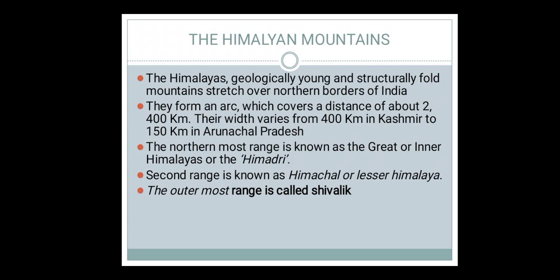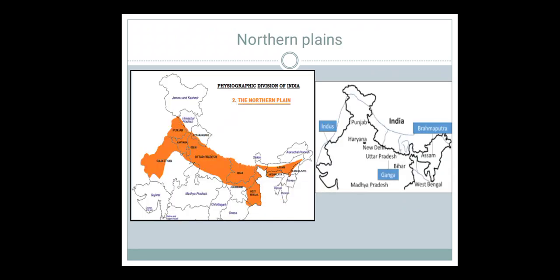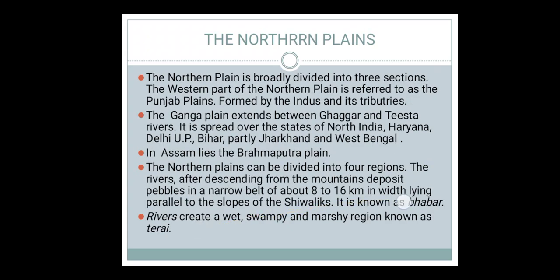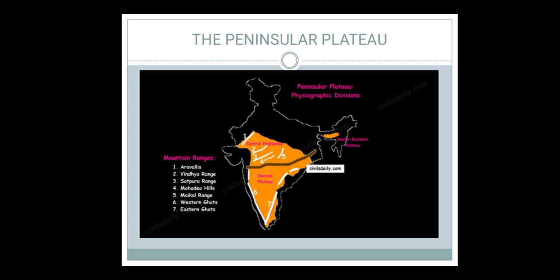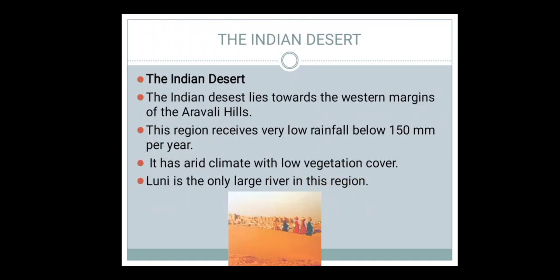Himadri, Himachal, and Shivalik. Then we discussed the northern fertile plains, which have an area of 7 lakh square kilometers. Then we discussed Bangar and Khadar, and the peninsular plateau, which is triangular in shape and rich in minerals. Then we discussed the difference between the Eastern Ghats and Western Ghats.